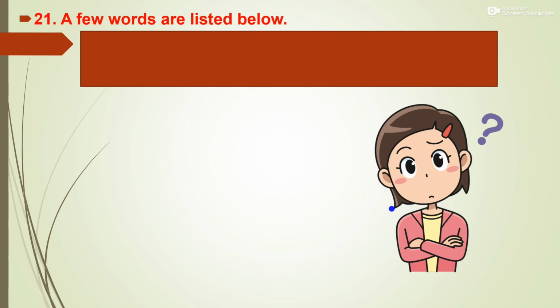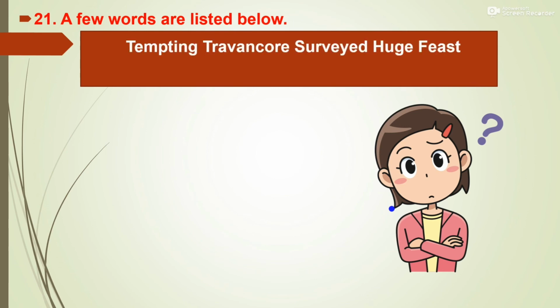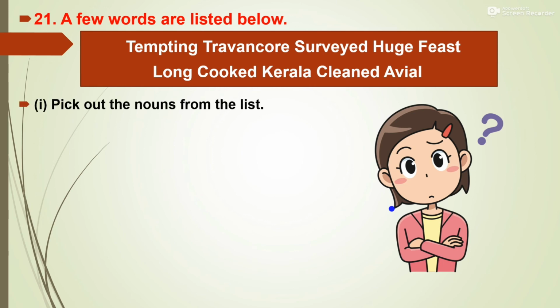Now, a few words are listed below. Tempting, Travancore, surveyed, huge, feast, long, cooked, Kerala, cleaned, oval. Pick out the nouns from the list. You know noun. We have already discussed in the grammar playlist in a video. What is noun? Noun is a naming word. There are 5 types of noun: proper noun, common noun, material noun, collective noun, and abstract noun. So now we have to select the nouns.